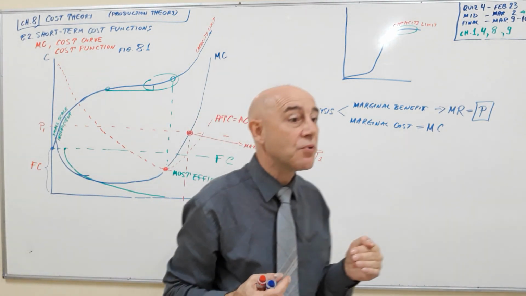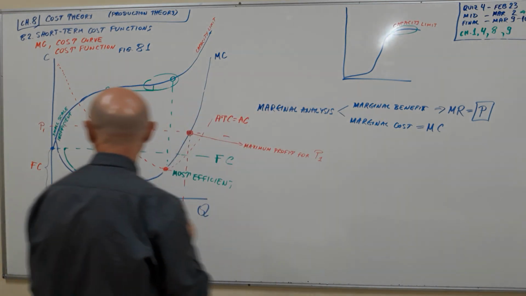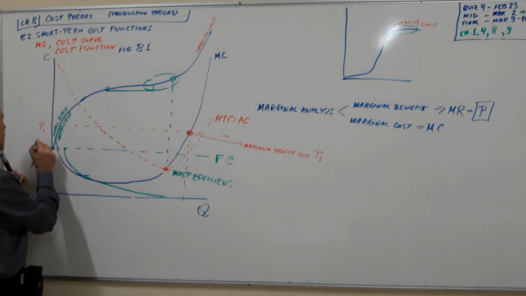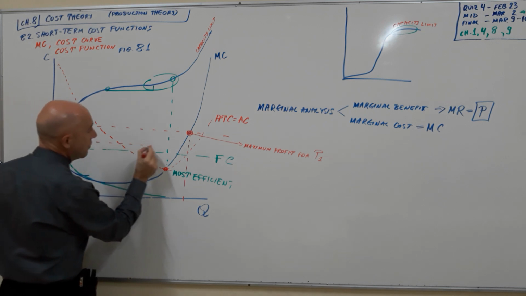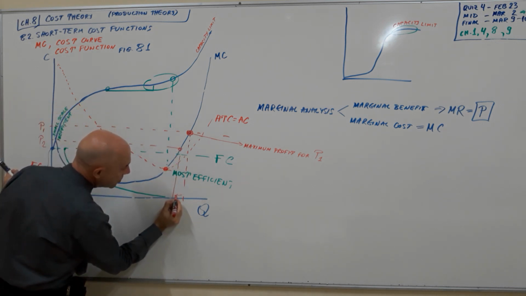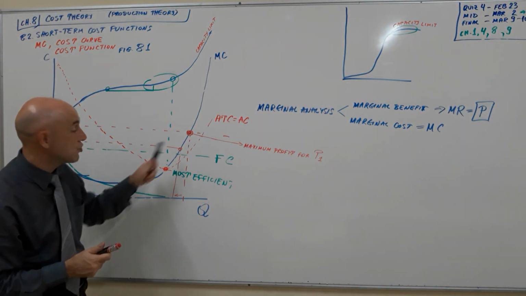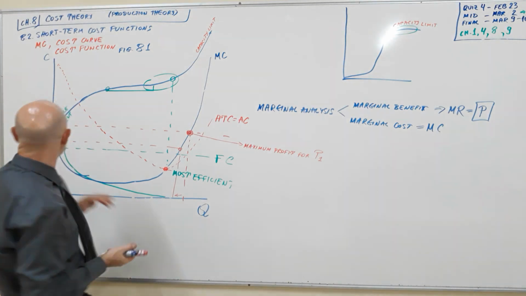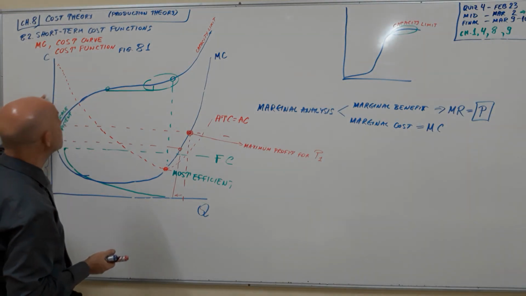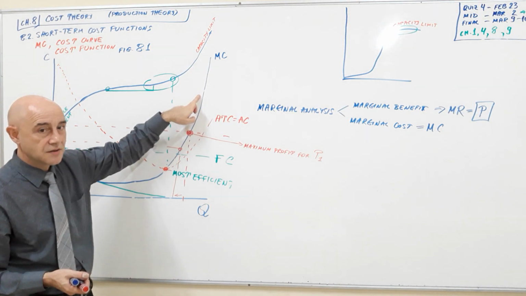Now, if the price of the product drops a little bit, let's try the same red color. Price drops to P2 over here. You will shrink your optimal quantity. If the price of the product rises, you will increase the quantity. Okay.